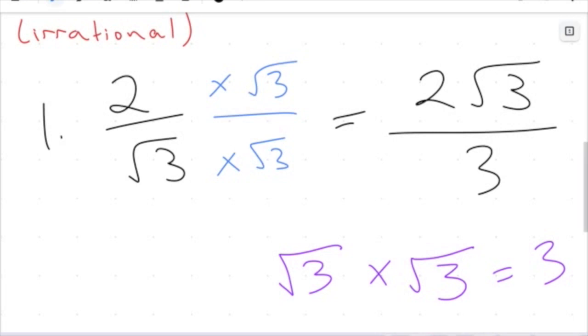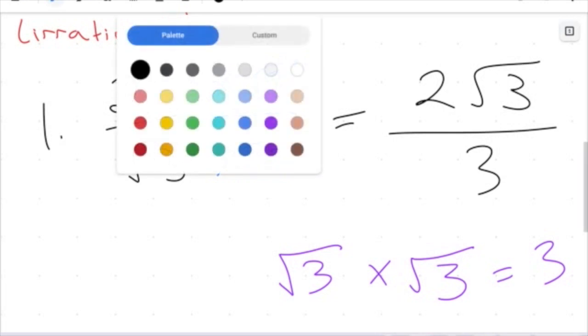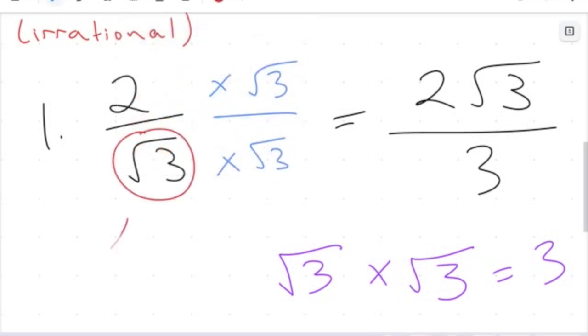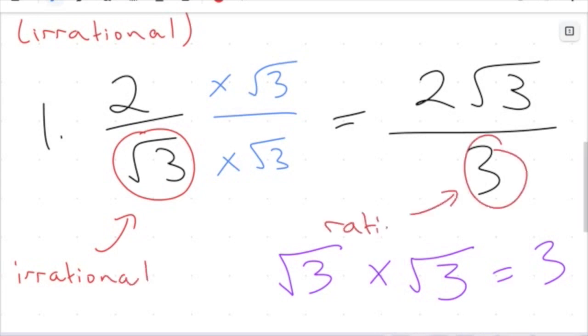What we have essentially done, we have gone from an irrational denominator to a rational denominator. And we have done this with a little bit of mathematical manipulation in the same way we manipulated fractions when we added or subtracted those.